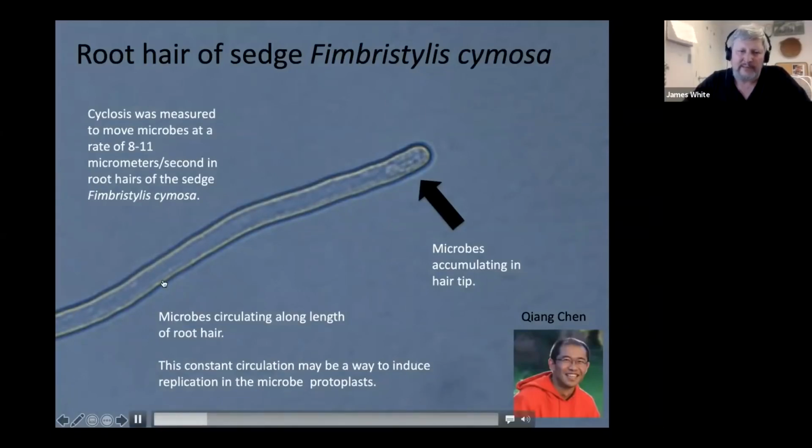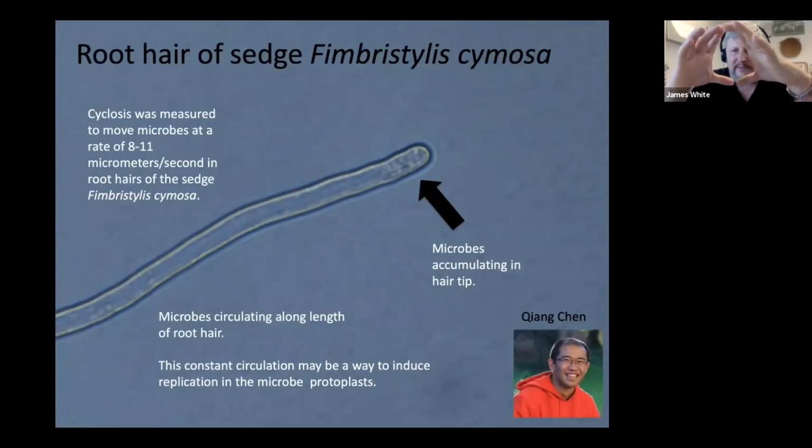You can see the whole thing, see what's happening, the bacteria going around in cyclosis. And you see they're accumulating at the tip. They're actually accumulating there. And as that concentration builds up at the tip, these microbes produce more ethylene. And that would then cause a growth spurt to happen. And then the root hair would grow, and some of those microbes would eject out.